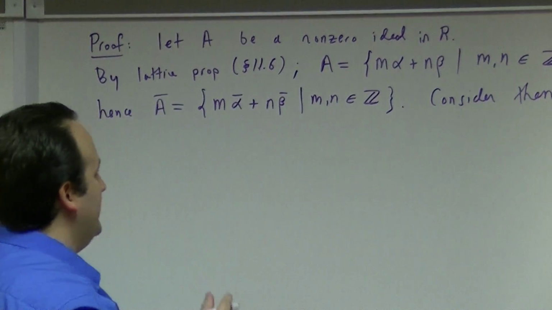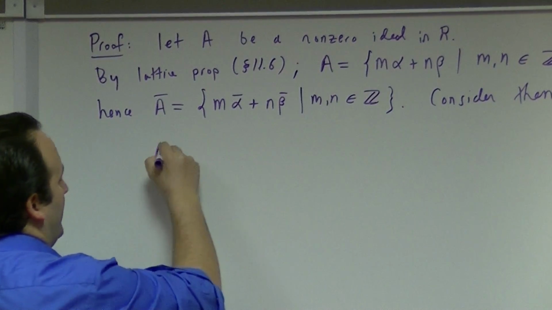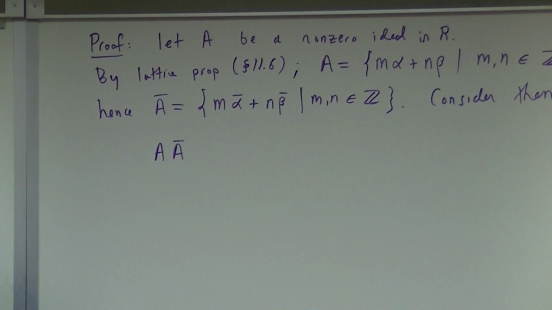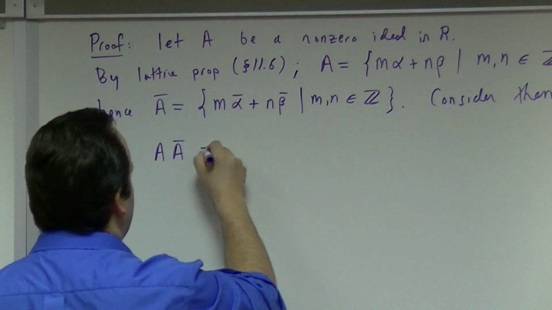So if we calculate the product of these ideals, A and A bar, we defined that a few classes ago now. That's defined by taking sums of products, one thing from A, one thing from A bar. So you have to multiply.